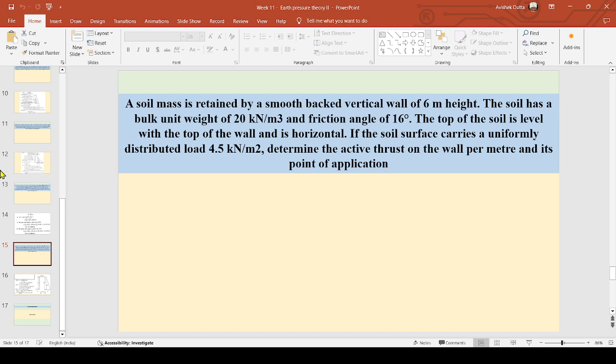I'll repeat the question once. The soil mass is retained by a smooth backed vertical wall of 6 meter height. The soil has a bulk unit weight of 20 kilonewton per meter cube and friction angle of 16 degree. The top of the soil is level with the top of the wall and is horizontal. If the soil surface carries a uniformly distributed load of 4.5 kilonewton per meter square, determine the active thrust on the wall per meter and its point of application. Okay, clear?